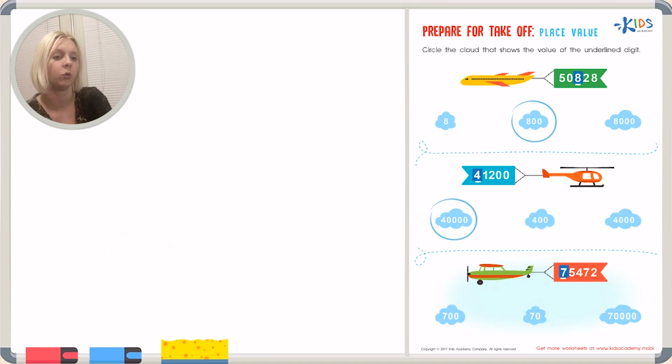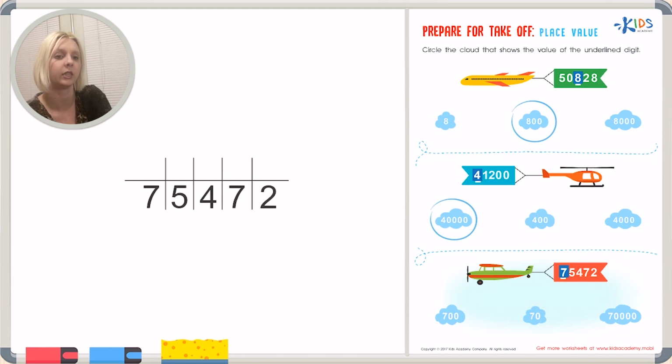Our next number, we're going to plug this in here, and I'm going to write it out. I've got 7, 5, 4, 7, and 2. And we're going to put lines in between each one of these to help keep us organized. And this number is 75,472. And each one of these numbers represents a certain amount. So this 2 represents the ones place. This 7 represents tens, hundreds, right here for the 4, thousands, and this is 10,000s.